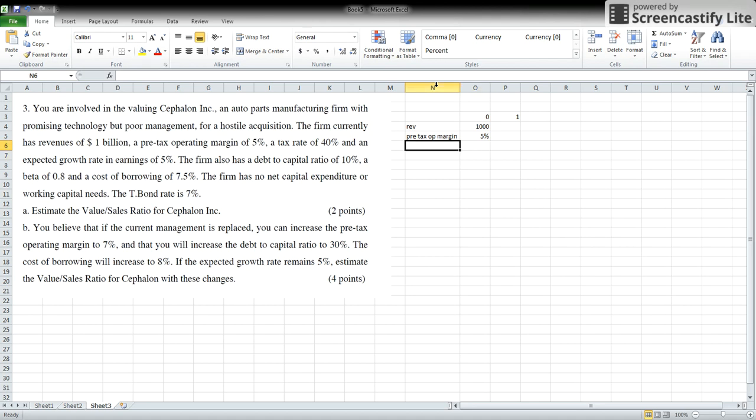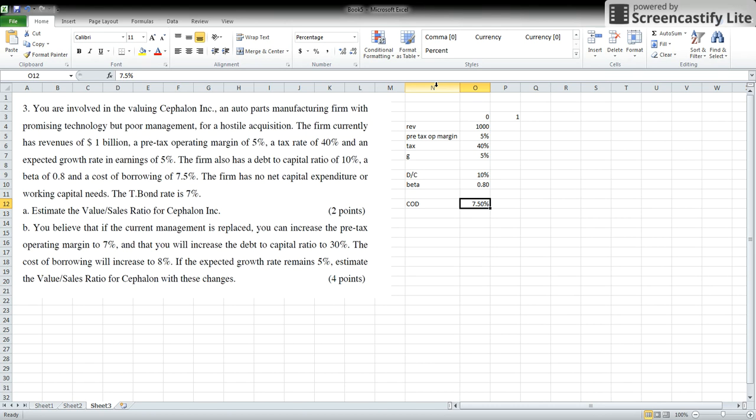Okay, tax rate of 40%. Expected growth rate in earnings of 5%. The firm also has a debt to capital ratio of 10%, beta of 0.8, cost of borrowing pre-tax of 7.5%. Firm has no net capex or working capital needs, so that makes it easier.